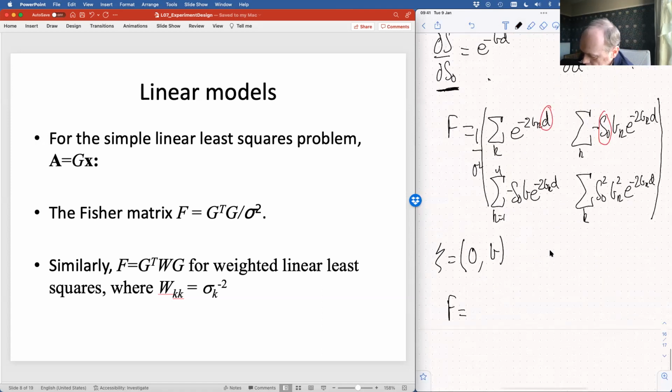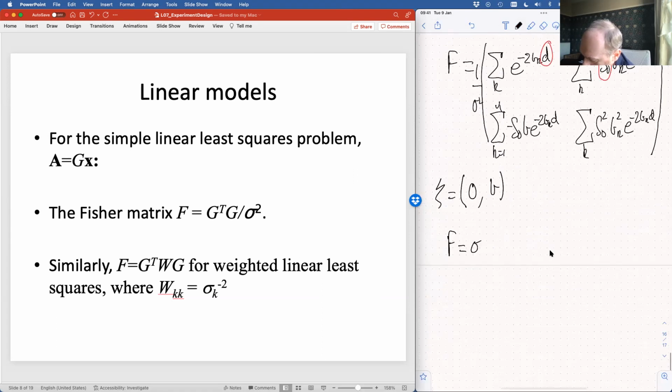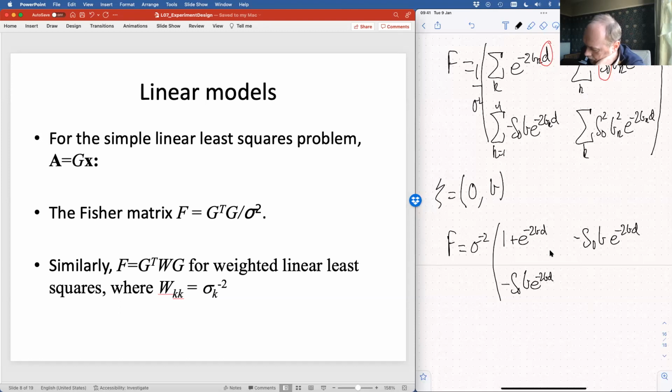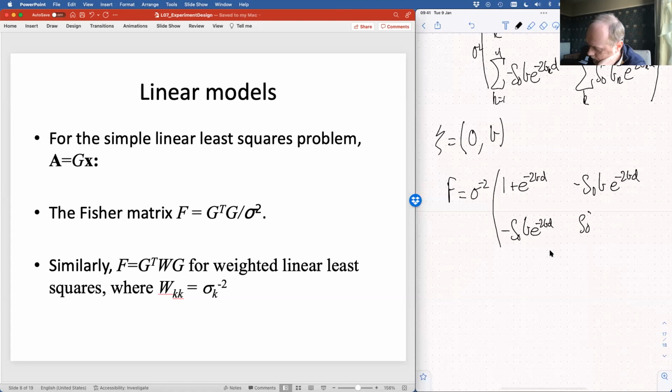So F is then inverse sigma squared times a matrix. So what do we get? We're going to have this top left term. When b is 0, that's going to give me 1. When it's not, it gives me e to the minus 2bD. All of the other ones, the first terms in those sums become 0, don't they? Because the b value is 0. And so I think for the top right, we're going to end up with minus S0 b e to the minus 2bD. Same on the bottom left. And bottom right will be S0 squared b squared e to the minus 2bD.